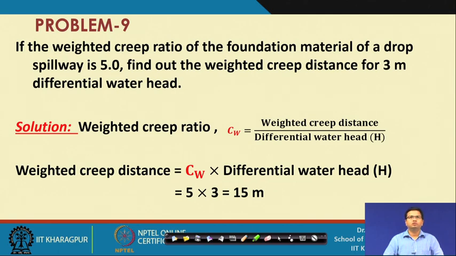So, we will get weighted creep distance equal to Cw times differential water head h, and Cw is given as 5 and differential water head as 3 meters, so we will get 15 meters. So, the weighted creep distance is 15 meter. It is a very simple question.